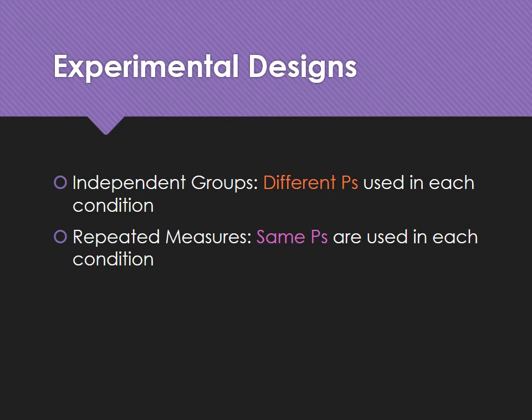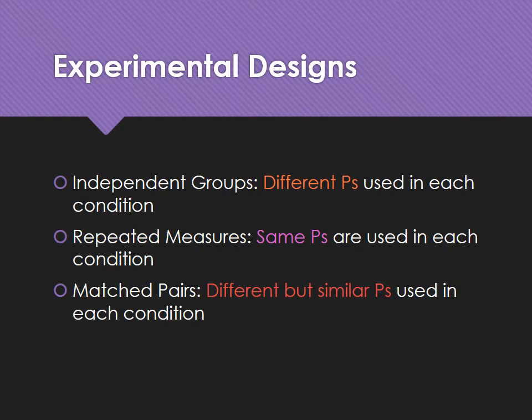Now our third one's kind of a middle ground. It's a mix of the 2. Essentially it's different participants but who are similar in each condition. So what you'll do here is you will match your participants on certain important characteristics. So in terms of things like sleep and how long people sleep for, some people just have a natural way of sleeping for longer than others.